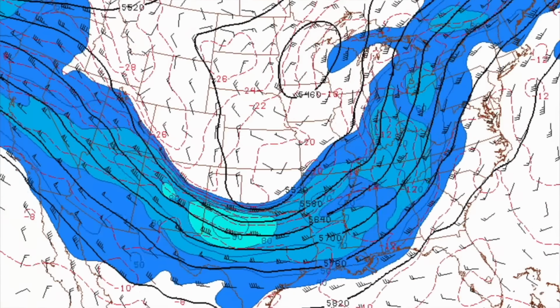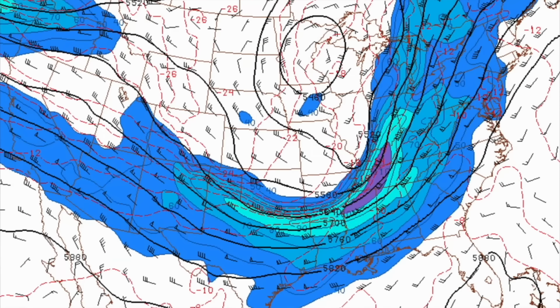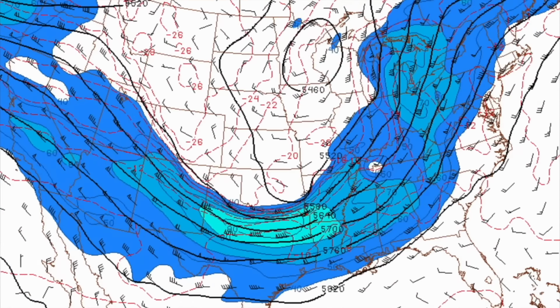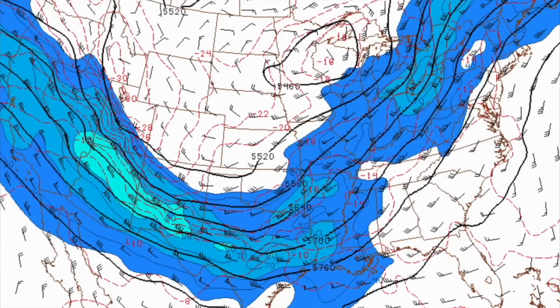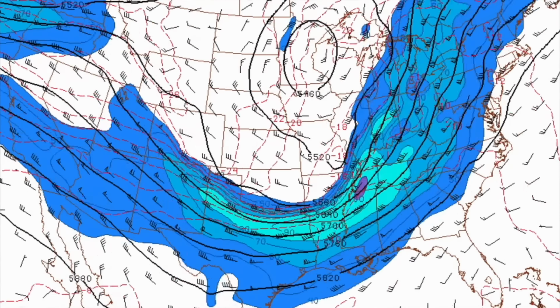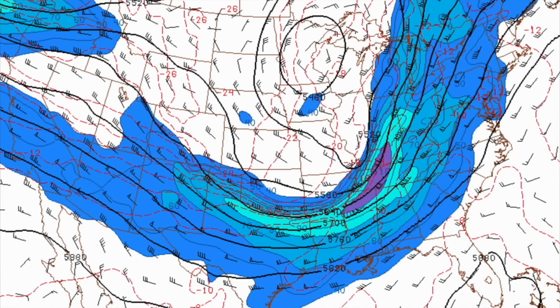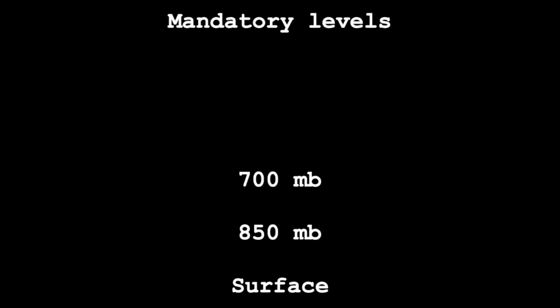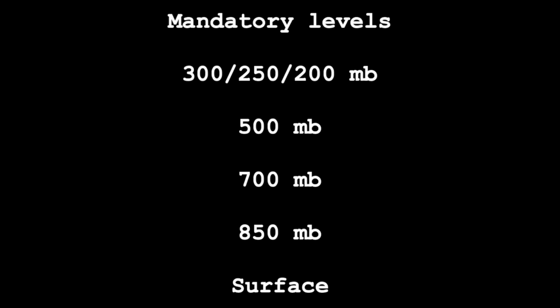In meteorology, the way that we analyze the atmosphere is by selecting a bunch of different levels at which the pressure is the same and analyzing atmospheric features on those constant pressure levels. These are called mandatory levels, and there are a bunch of different mandatory levels, just a few of which, though, are most important in day-to-day severe weather forecasting. These are the surface, 850 millibars, 700 millibars, 500 millibars, and 300, 250, or 200 millibars.